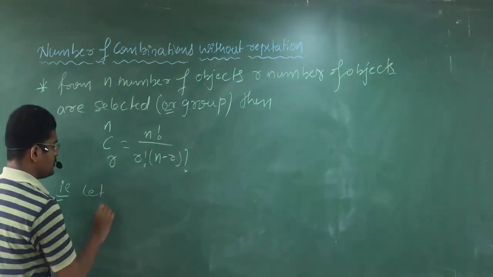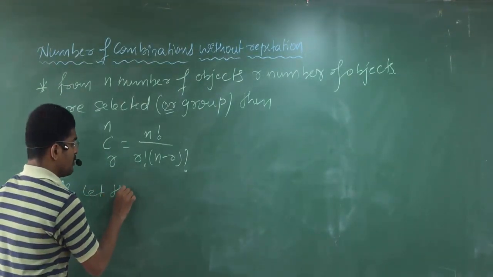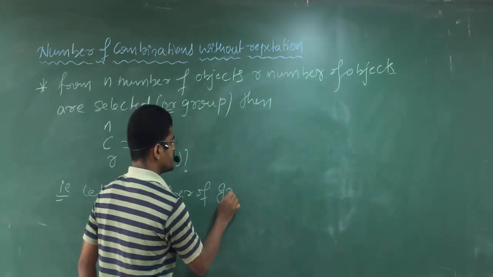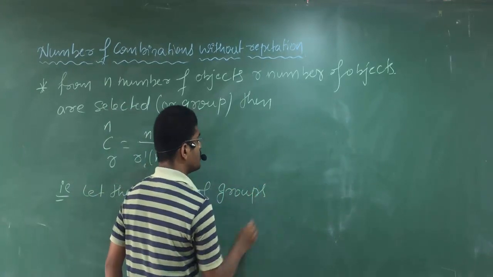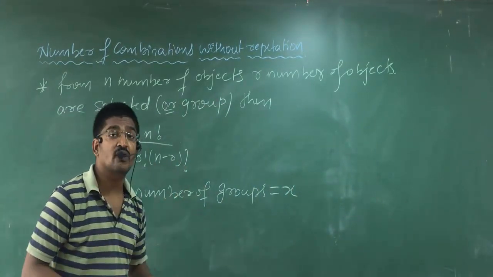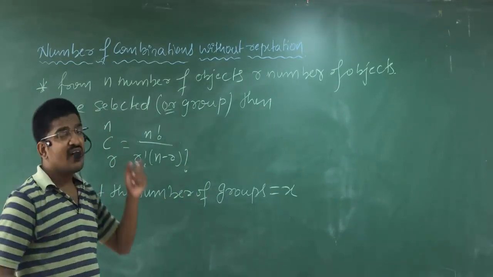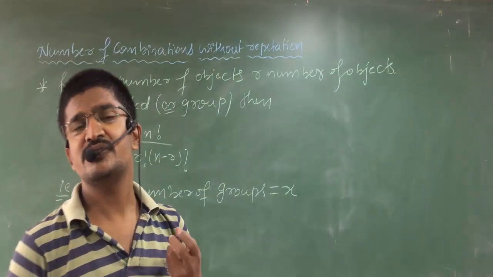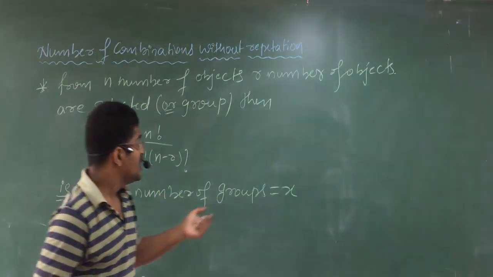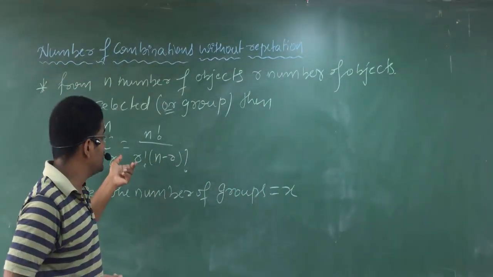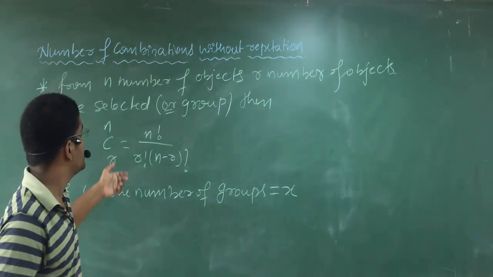Let the number of groups be equal to x. That means there are n number of elements. I have chosen r number of elements from n, and I made x number of groups. That means we are finding this formula. Let us find this formula.